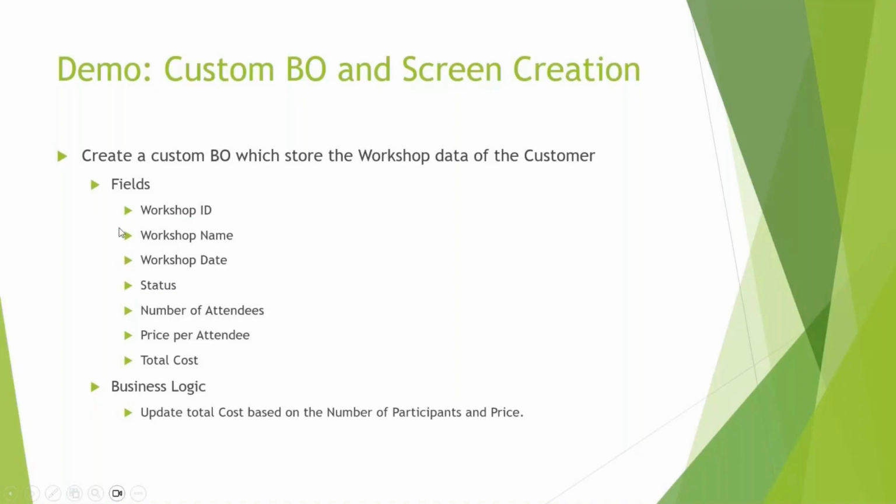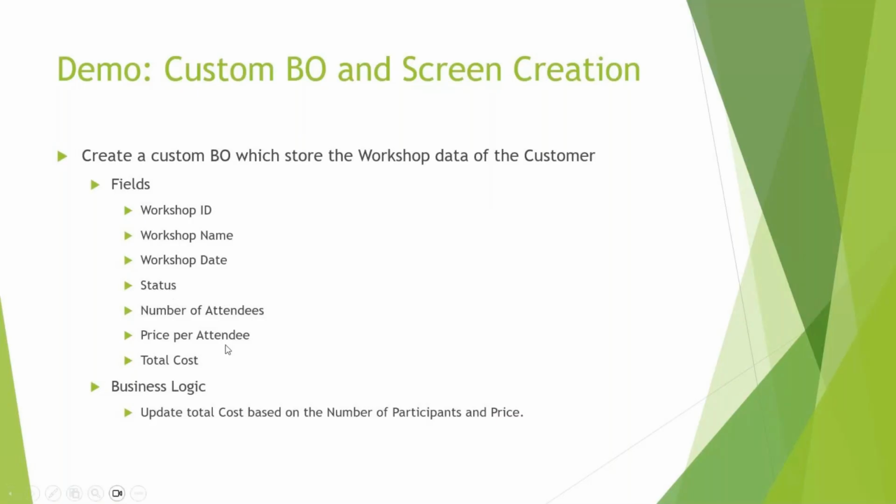So workshop ID is a unique identifier. Let's say if the customer has 10 or more workshop data, it's a unique distinguisher, so we have it as ID. And the workshop name, when the workshop is conducted, and the status, which is planned, completed, or in progress. These are the fields which are mainly used to store the data.